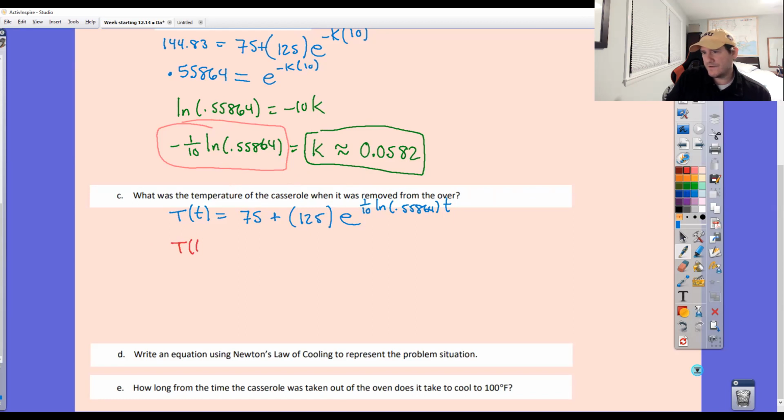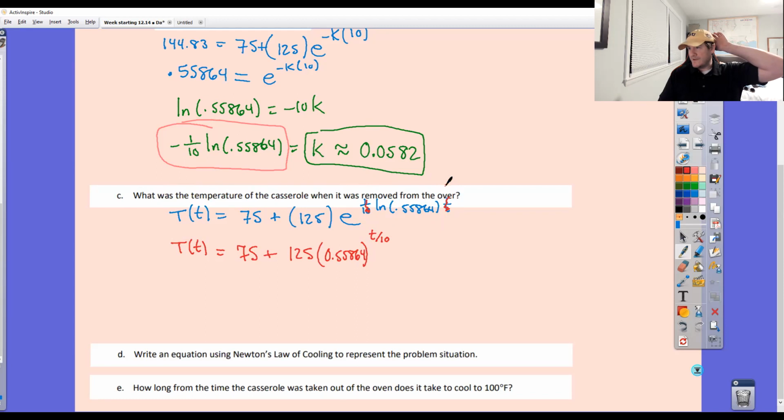So T of t is equal to 75 plus the coefficient of 125, and we're pulling this out, so our base will change. Our exponent will be t over 10. That's the 1/10, and the t sorted. E to the ln of whatever is whatever. So our base is going to be that decimal this time, 0.55864. But there's our model. So it says what was the temperature of the casserole when it was removed from the oven? That should say oven.